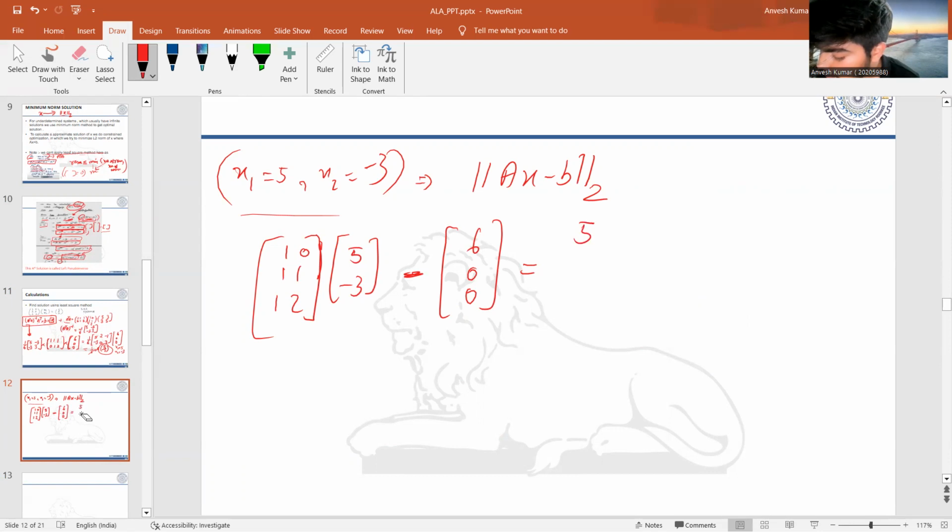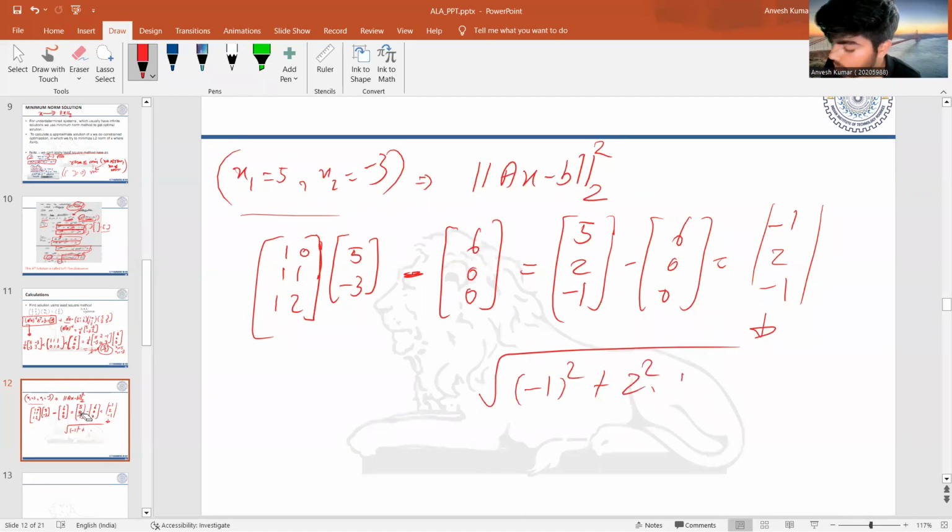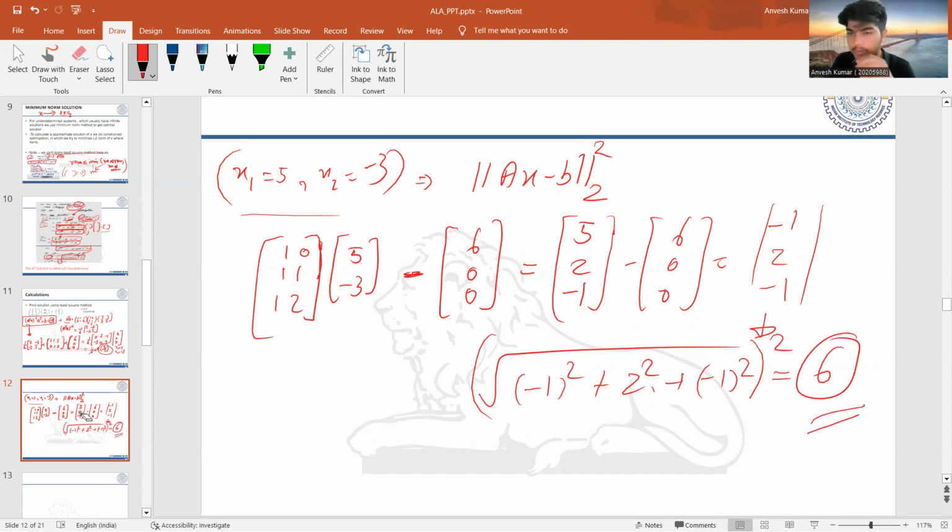It will be 5, 2, minus 1, minus 6, 0, 0, equal to minus 1, 2, minus 1. The square of the L2 norm of this is the square root of minus 1 squared plus 2 squared plus minus 1 squared, whole squared, equal to 6. So this will be the minimum square of the L2 norm for all possible x. This x will be the optimal one.